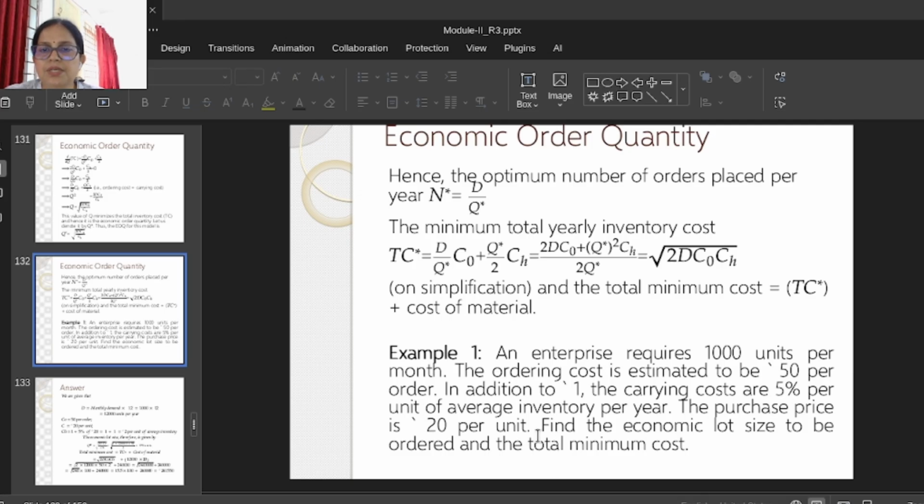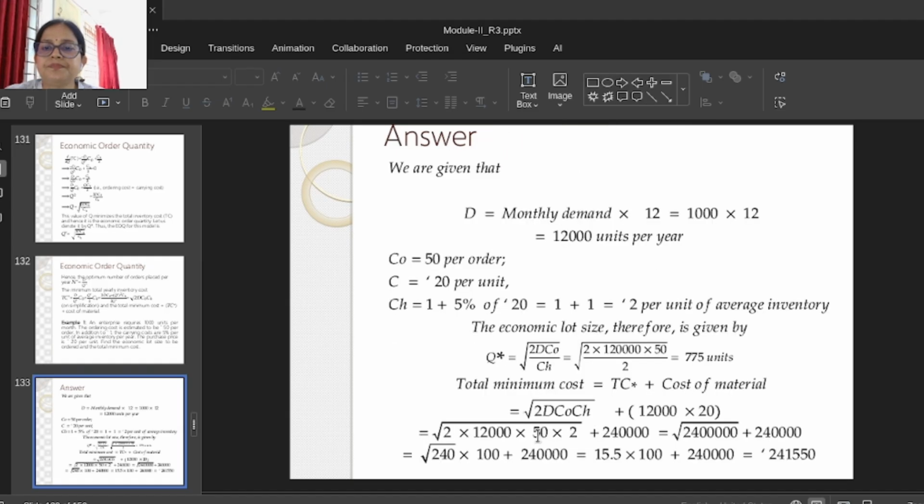So see how we are going to calculate here. 1 plus 5% of 20, where C is our purchasing cost, that is 20 per unit. 1 plus 5% of 20 equals 1 plus 1 equals 2 per unit of average inventory, meaning 2 rupees per unit we need to pay. So, how are we going to calculate Q star? Q star equals root of 2D CO by CH, that is 775 units.